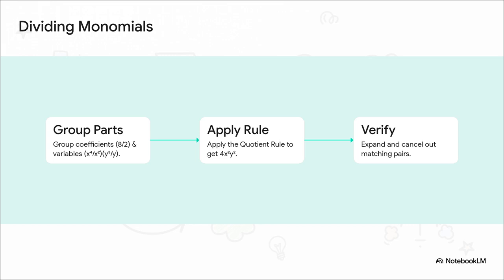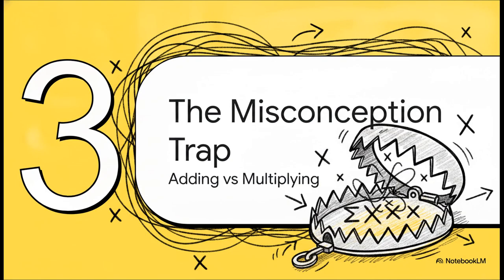And just like before, double-check your logic by expanding out those repeated factors. Cancellation is absolutely your best friend when you need to verify a quotient. Section 3, The Big Misconception Trap.